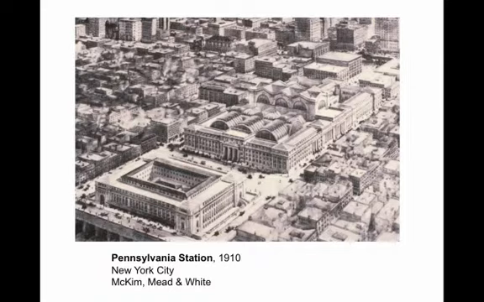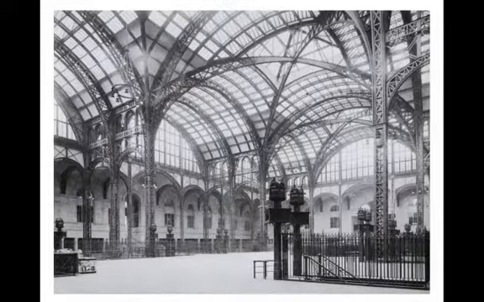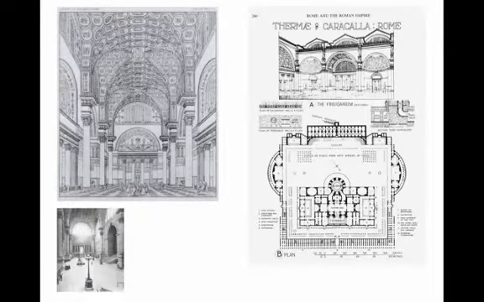The most famous example of this architecture in New York is the old Penn Station, which was torn down in the 60s, one of the great crimes against architecture. This is the main waiting room. This is where you go down to the trains. This is a sort of a crystal palace, iron and glass. And this is the main hall of the Baths of Caracalla. And that's what they used for the style.